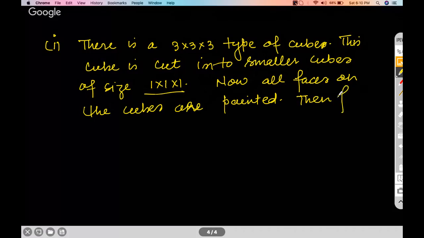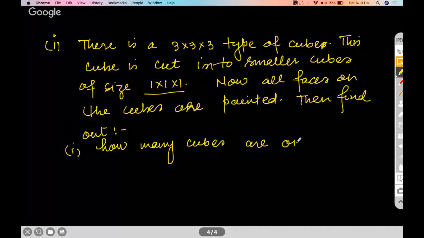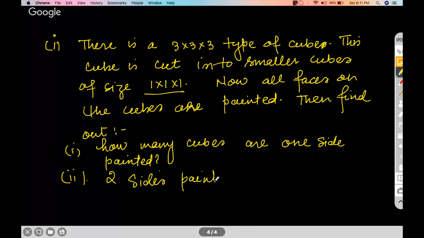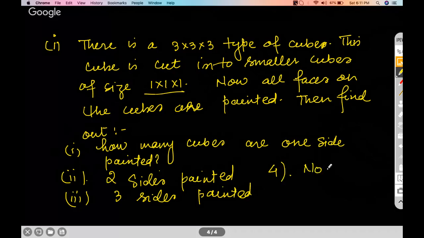Then find out how many cubes are one side painted, two side painted, three sides painted, and no sides painted. This is the question.